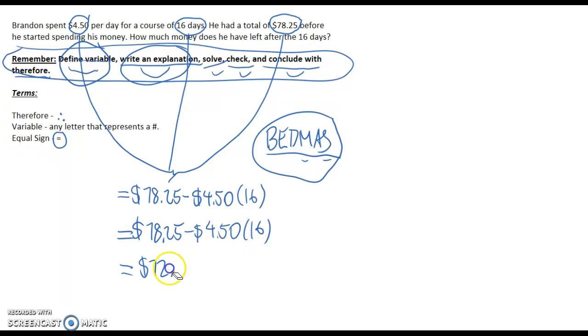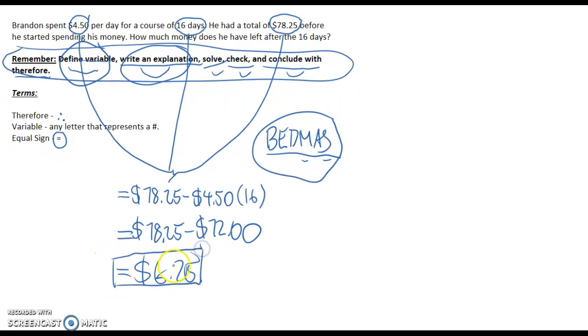You can simplify that by doing this, because you already have this right there. So you can write $72 right here. And now it equals 78.25 minus $72, which is magically $6.25. So that's your answer of the change left. Don't forget to check.